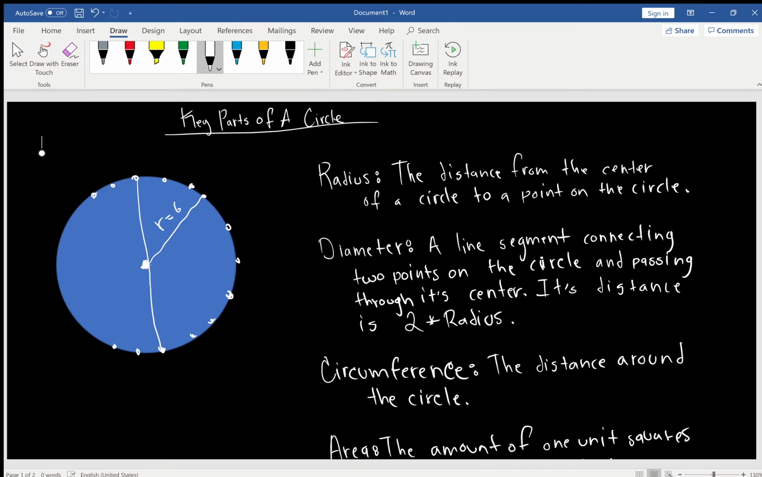Now, key information that I want you to keep in mind is this: its distance is 2 times the radius. So I'm also going to highlight that.